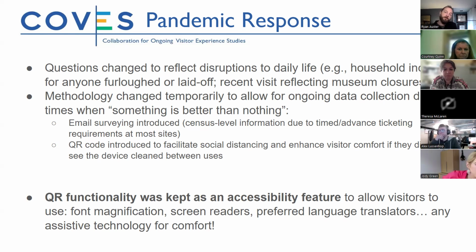So for those of you who have been participating since pre-2020 and now, you remember we had about 2 years of email supported data collection, and then that ended in 2022. While the email method ended, the QR code remained because we realized it was an incredibly important accessibility feature. So for visitors who still wanted to use their own device for any reason, but specifically for things like font magnification, screen reading technology, or if they have a language translator installed that helped them navigate multiple survey forms, that was great. So we kept the QR code specifically for this accessibility reason.